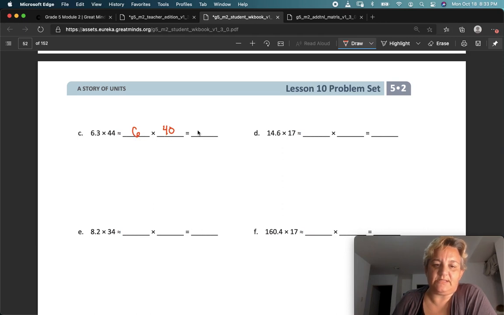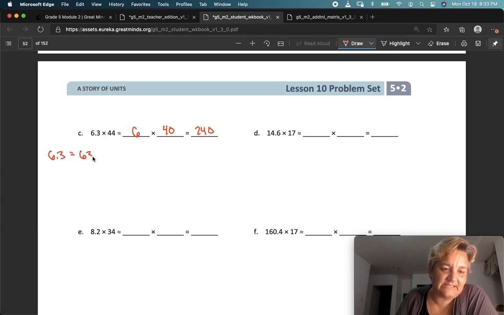6 times 4 is 24 with a 0 on the end. Now, they're not showing you the standard algorithm, so you have to do that yourself. 6 3/10 is the same as saying 63 tenths, right?